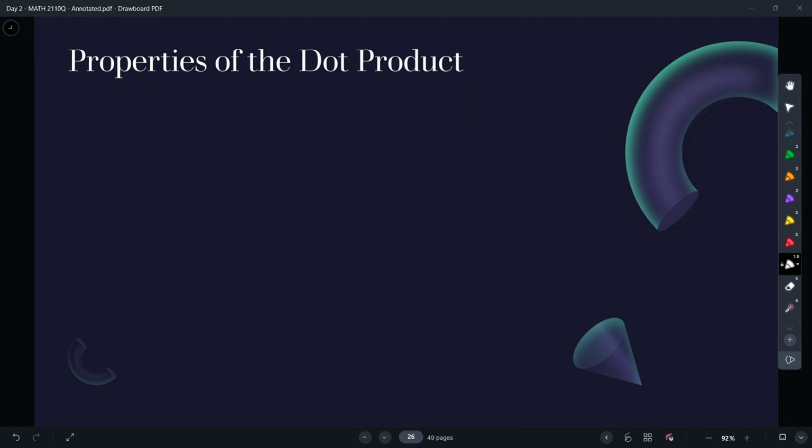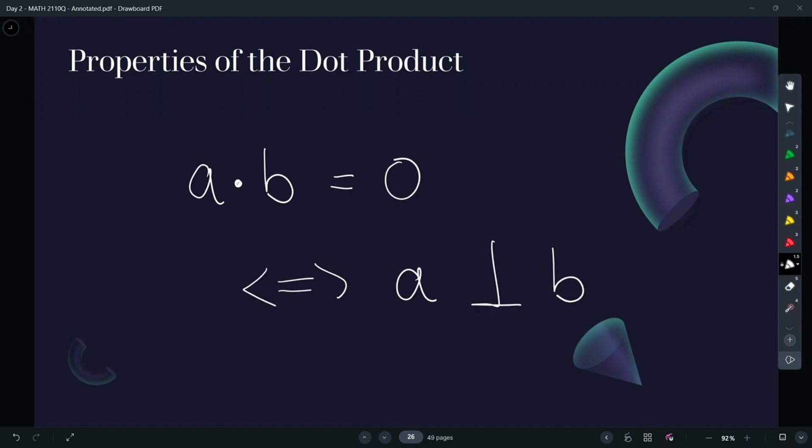So as I said, the key property of the dot product is that if you have two vectors, the dot product is 0 if and only if A and B are perpendicular. We say perpendicular or orthogonal.